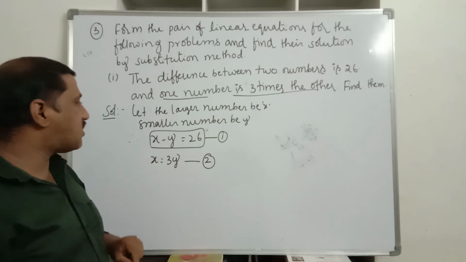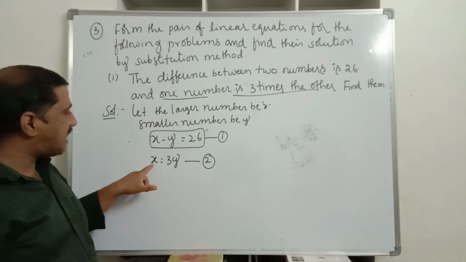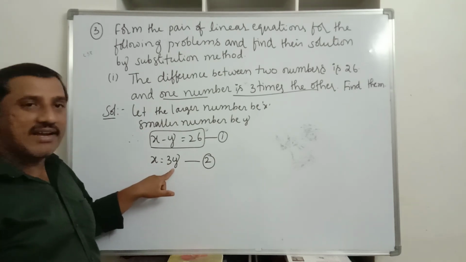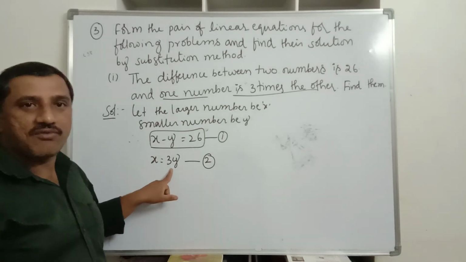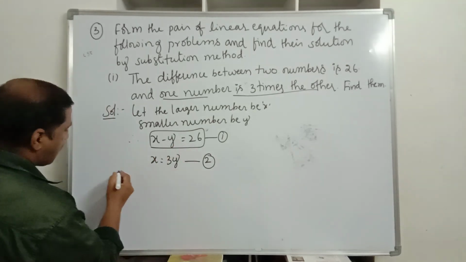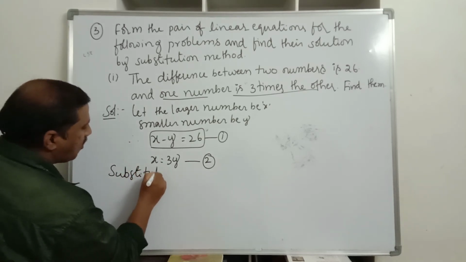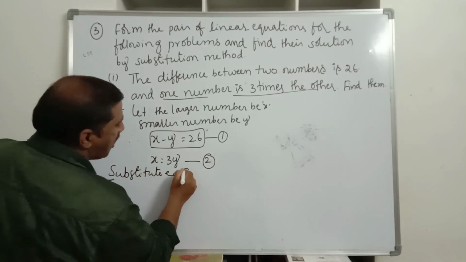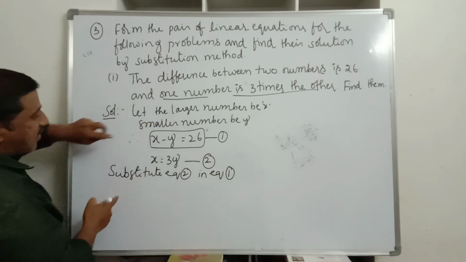Now we need to solve these two equations. From equation 2, x = 3y is there. Already it is in the form of x in terms of y. Now substitute equation 2 in equation 1. What is equation 1?